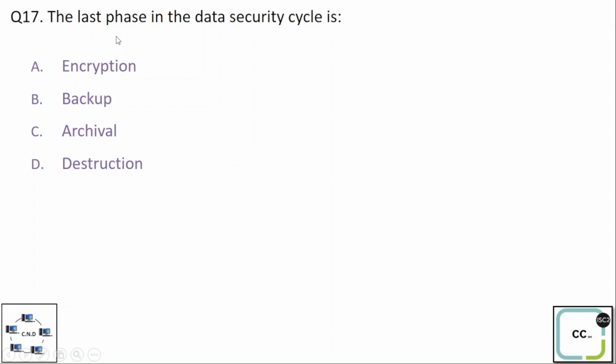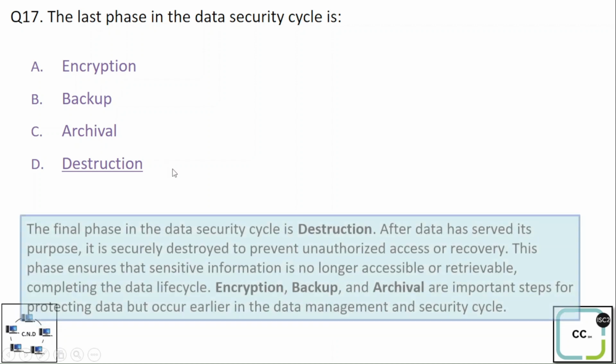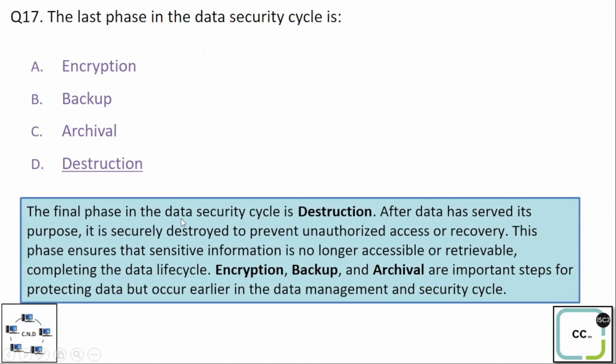Question number 17. The last phase in the data security cycle is known as, options are option A, encryption, option B, backup, option C, archival, and option D, destruction. And the correct option is option D, destruction. So the final phase in the data security cycle is destruction.